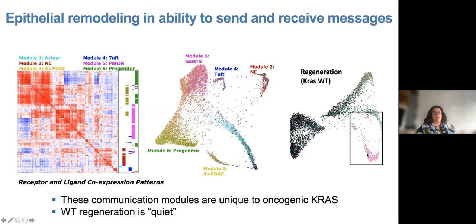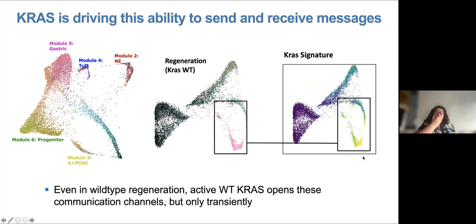So we wanted to see, okay, what are these regions right here that seem to have this gastric module program open? Looking at what these cells are, these cells actually have a very high activity for the KRAS signature itself. So even though KRAS here is wild type, these cells, due to the injury, in the regeneration state, are transiently expressing KRAS, and it really further supports the fact that all these communication modules, all this openness of the chromatin of both receptors and ligands, is really driven by KRAS. In the wild type, much less so, and much more transiently.